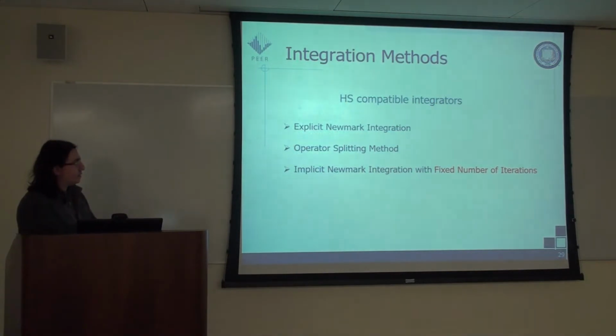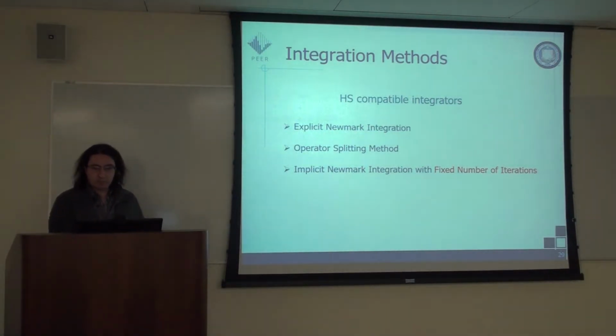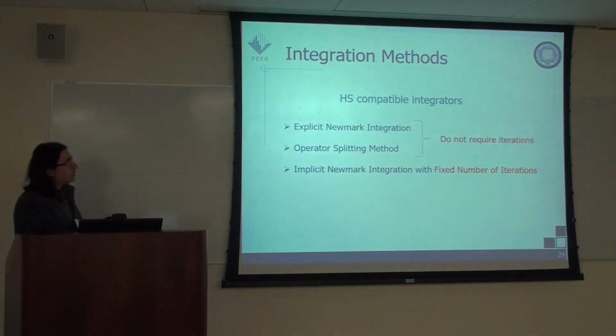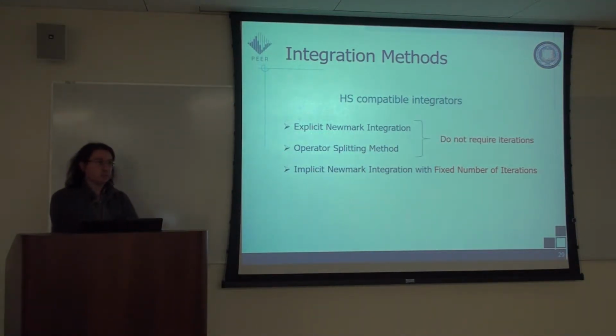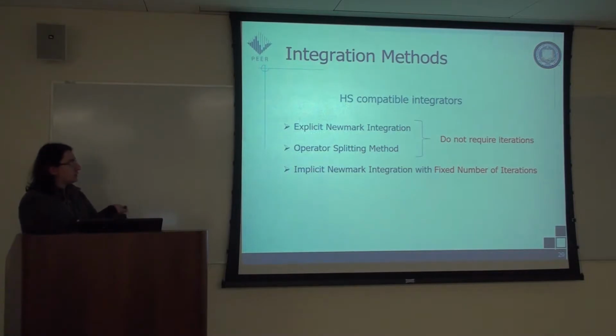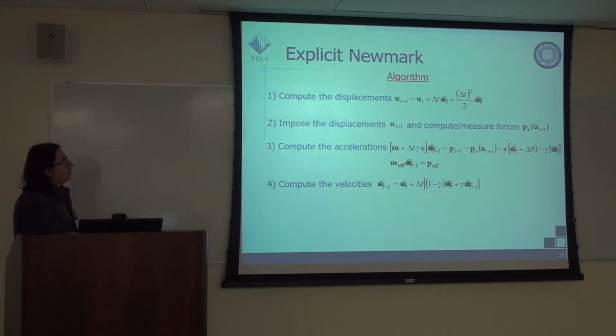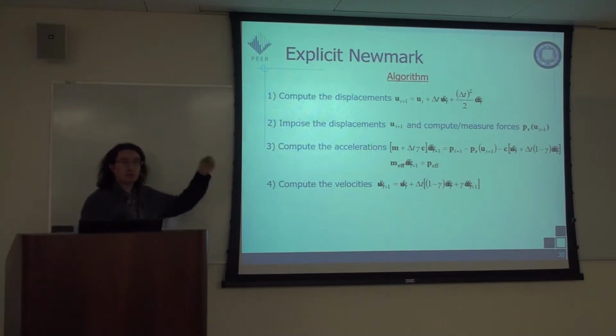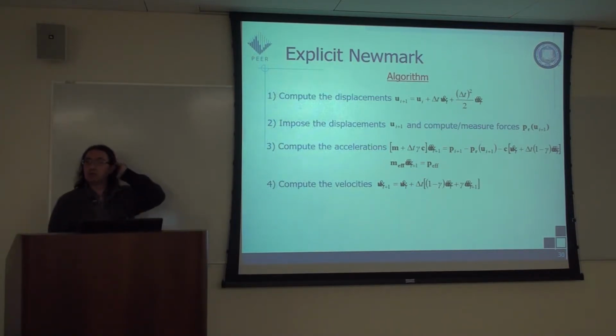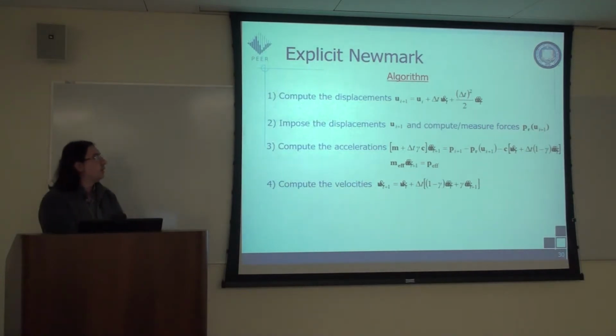These are three examples: explicit Newmark, operator splitting, and implicit Newmark integration with a fixed number of iterations. The first two do not require iterations, and the third one is a version of implicit Newmark integration modified for hybrid simulation. So I'll quickly talk about these. Explicit Newmark integration, I'm just showing this to show that the algorithm is pretty straightforward and it doesn't require iterations.